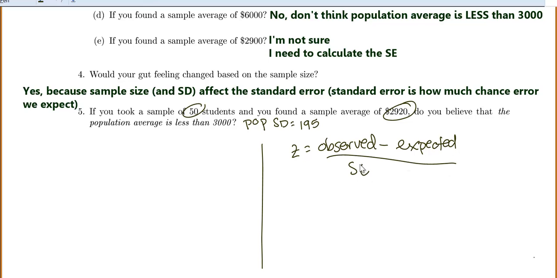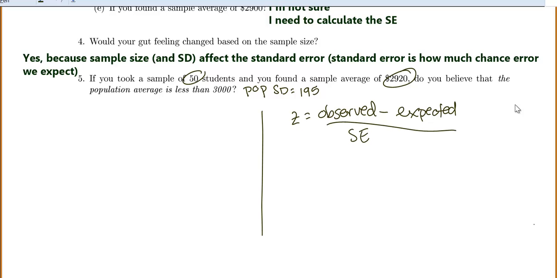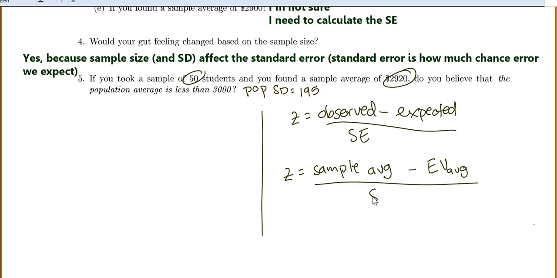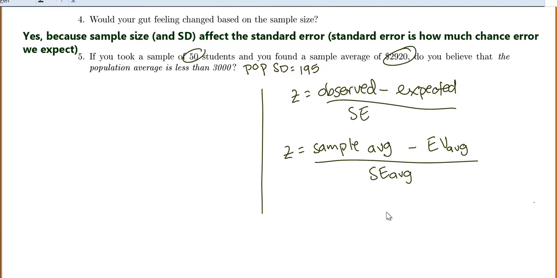over the standard error. Now in this specific situation, when we're talking about averages, the value we observe is our sample average. And then we subtract the expected value for the average, over the standard error for the average. That would be the specific formula for averages. So I need to know my sample average, my expected value, and my standard error. So let's go calculate those over here.